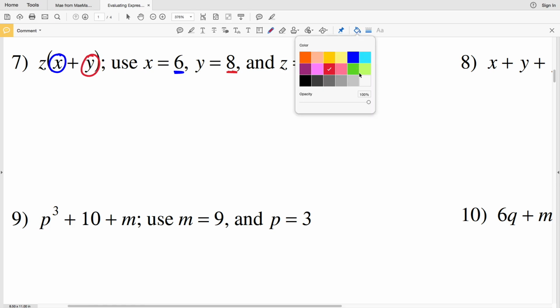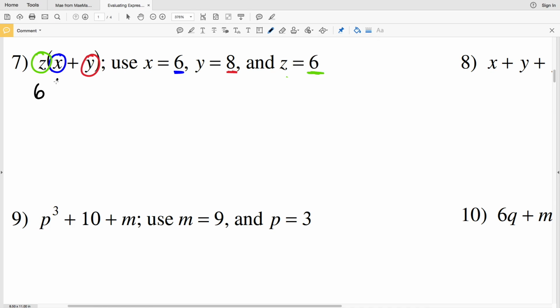And now we have Z. Z is equal to 6, so we're plugging 6 in for Z. So X and Z actually have the same value. So we're going to do 6 times 6 plus Y, which is 8.